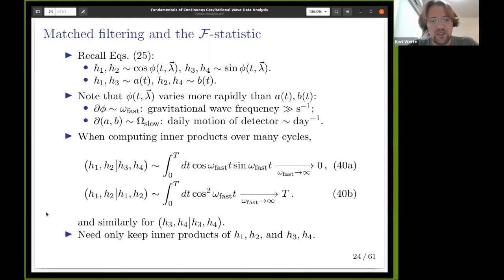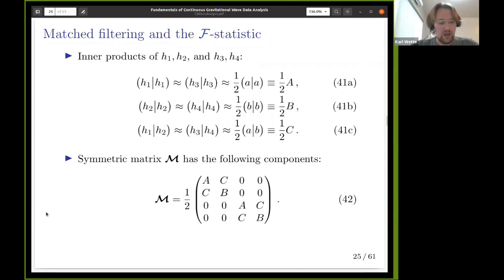So essentially, some of these inner products with these basis functions will actually go to zero. Anytime we have H1, H2 on one side and H3, H4 on the other side, those will average out to zero. So we just need to keep the combinations which involve H1 and H2 with themselves, and then H3 and H4. And those are written in equation 41.